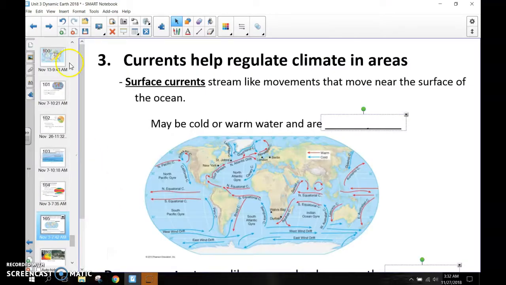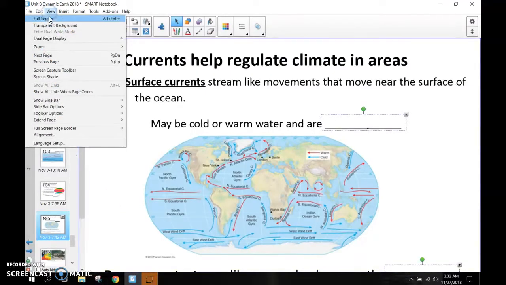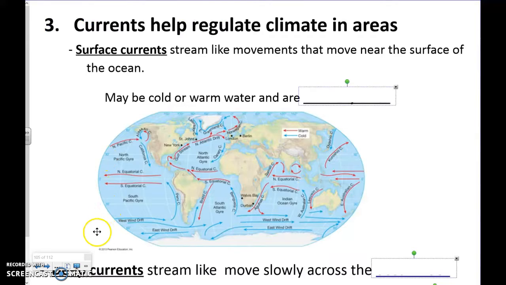So let's talk about what type of currents we have. We have surface currents. Those are going to be the warm currents. They're going to sit on the top of the ocean. These are mostly driven by wind. Maybe cold or warm water, but they're pushed by the wind.